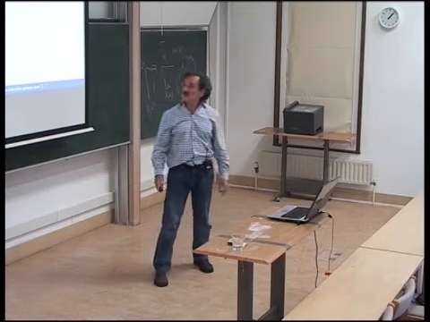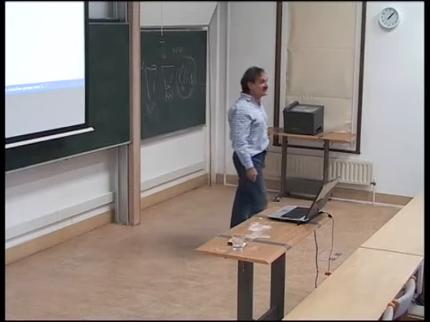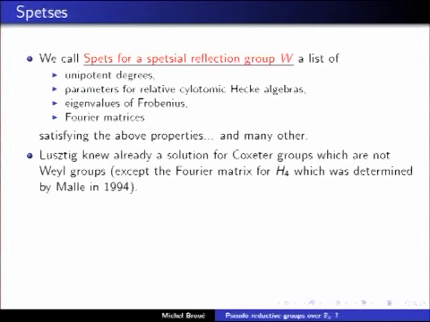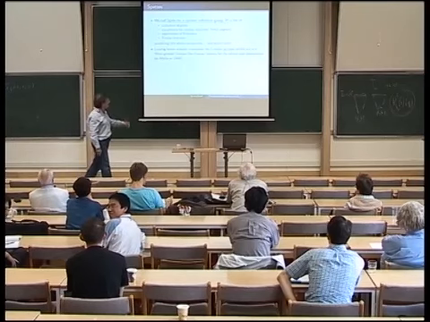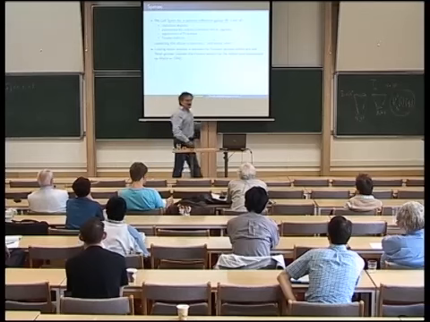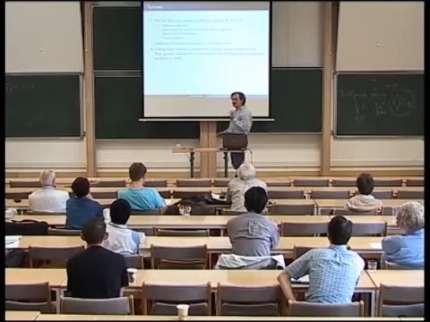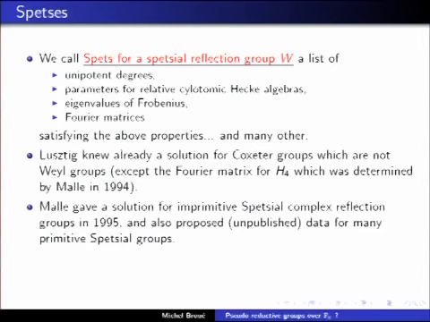And actually, Lusztig knew a little bit of this. He knew, for example, the unipotent character degrees for Coxeter groups which are not Weyl groups. But he had not computed the Fourier matrix for H4, which was computed by Malle. Do you remember, Raphael, how big it is? It's 84, or 60 something. Well, it's large. It's a large matrix, and it was computed by Malle in 94. So in a sense, it was kind of familiar for Coxeter groups that something was going on. And also, Malle gave a solution for the imprimitive reflection groups.